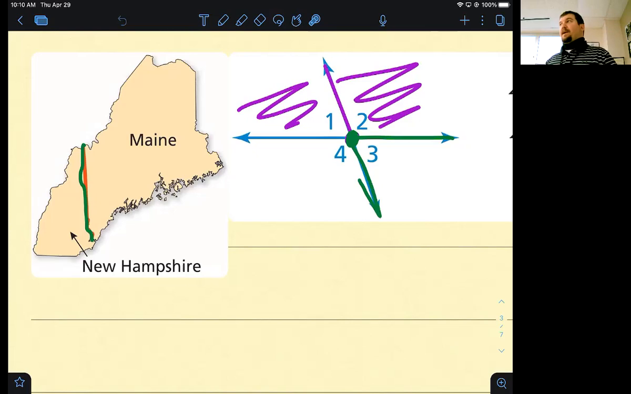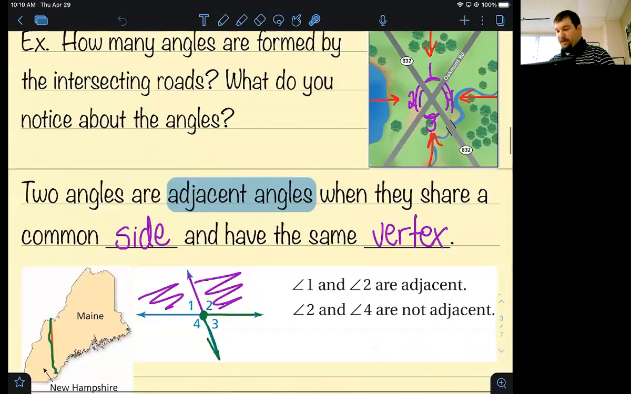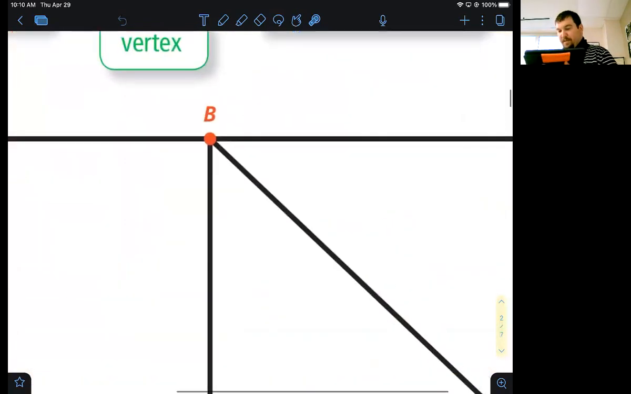It doesn't mean that I'm looking for an angle inside of another angle. For example, I wouldn't say that this angle here is adjacent to the big one because it's part of the big one. But I could say this angle here is adjacent to this angle there. They have a common vertex and they share this side right here.